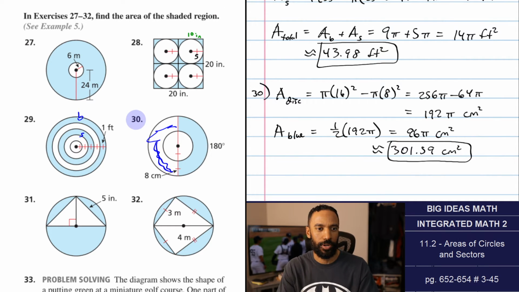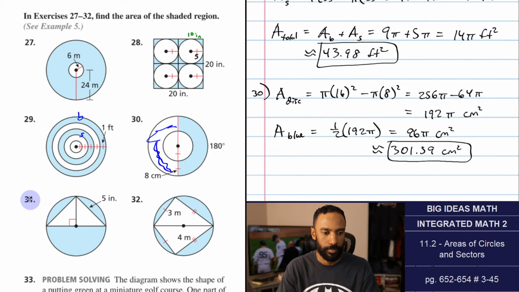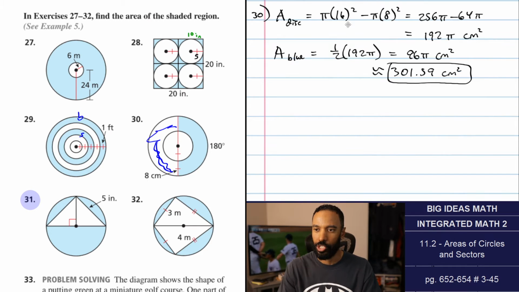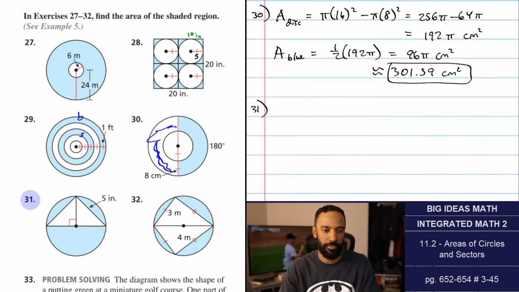2/3 of the way through. Let's go to number 31. We need the area of the shaded region. Basically, let's take out the area of that triangle, but we got to figure some things out within there. Let's see if I can walk you through this. I'm going to try and do it as math savvy as possible.